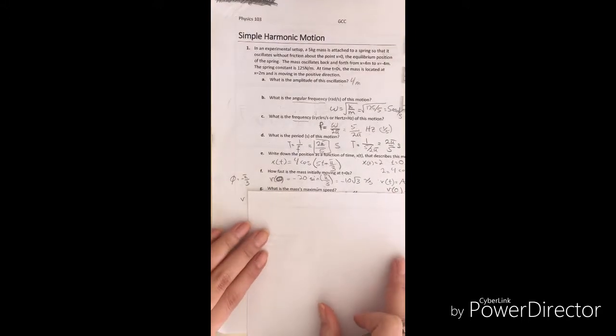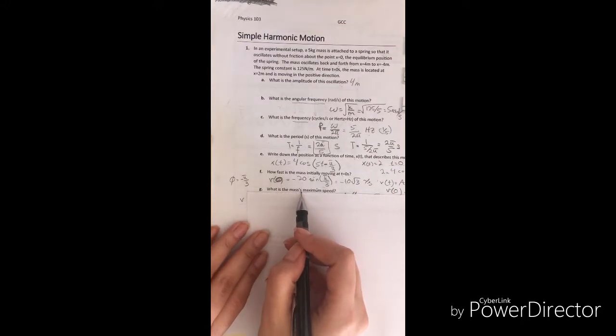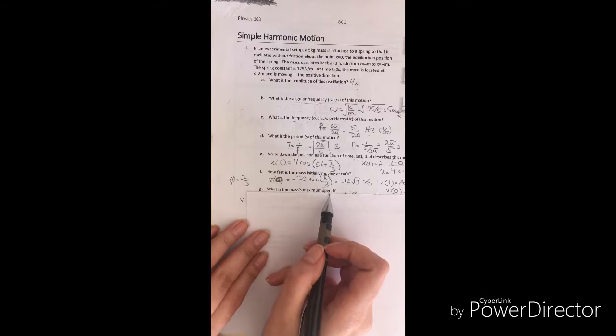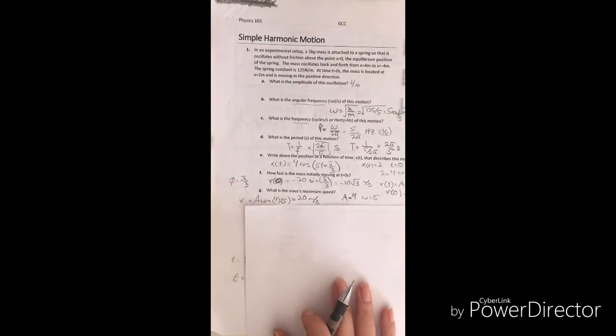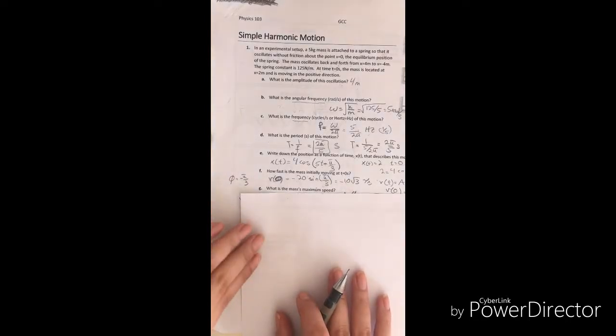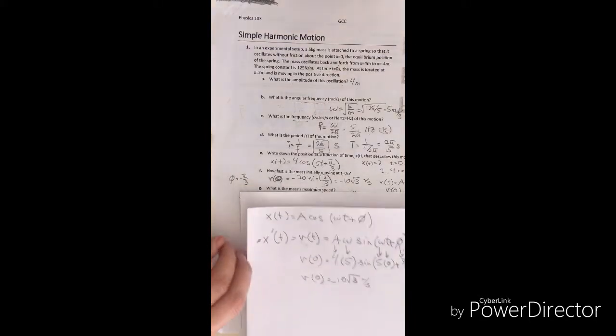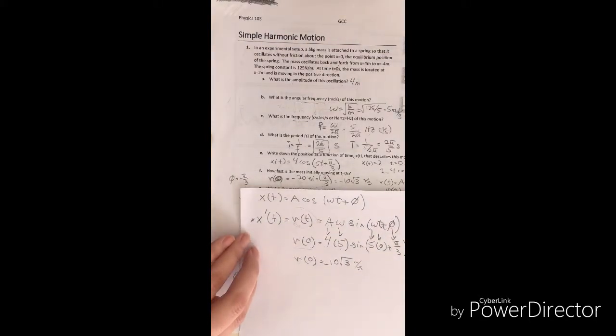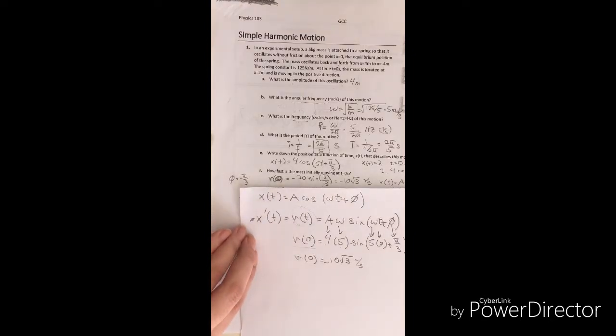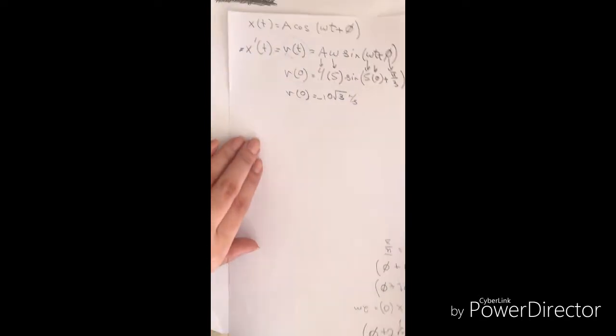The next part, G, says, what's the mass's maximum speed? Now we want to find the maximum speed. So what's the maximum speed?